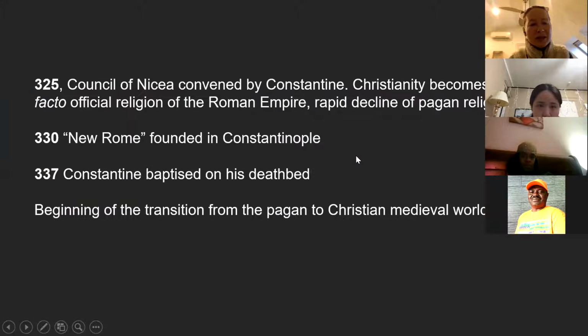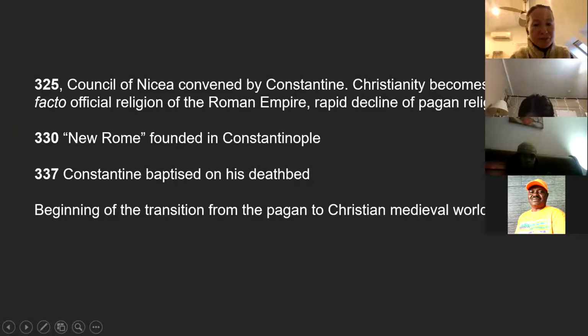What's important is that then Constantine takes the center not to be in Rome. He takes the capital and he moves it to Istanbul. Back then, they changed it to Constantinople. And he changes the Roman Empire to be religious. So we have in 325 the Council of Nicaea convened by Constantine, Christianity becomes a de facto religion of the Roman Empire, and rapid decline of pagan religions.